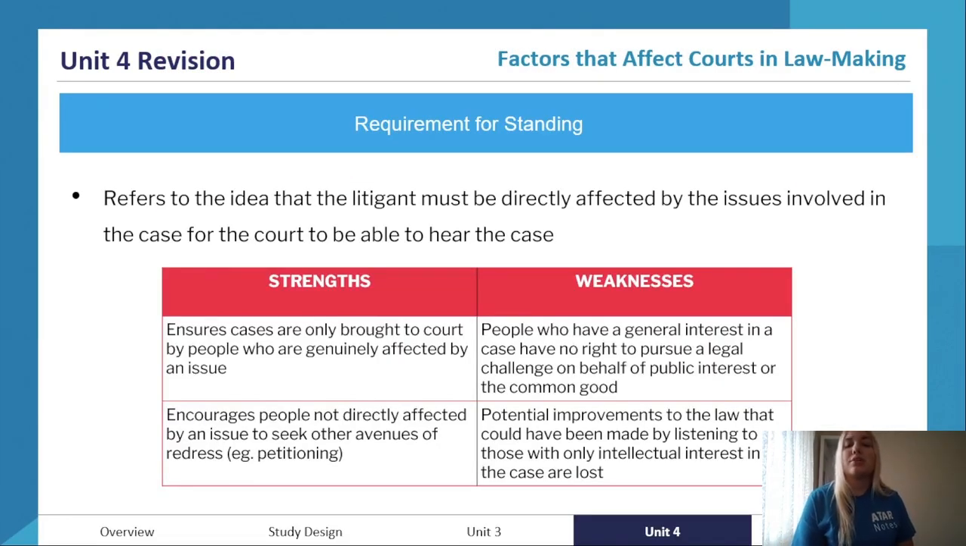The requirement for standing is also very important. A litigant has to be directly affected by the issues involved in the case for the court to be able to hear the case. This means that people who are really interested in advocating for the law on behalf of public interests or the common good are unable to do so. And it also means that laws may continue to operate even if they're unconstitutional, and nothing will change because no one has initiated a claim to declare that law unconstitutional. And potential improvements to the law are potentially lost as well.